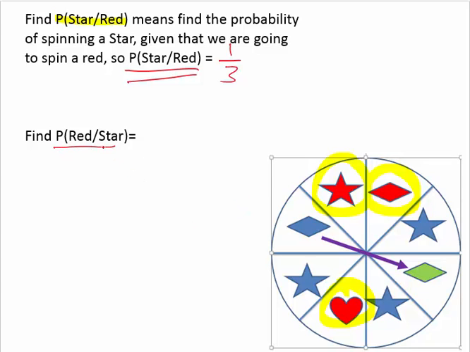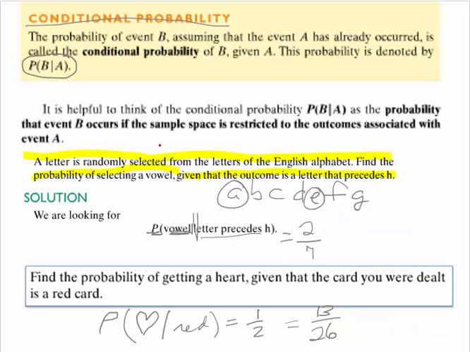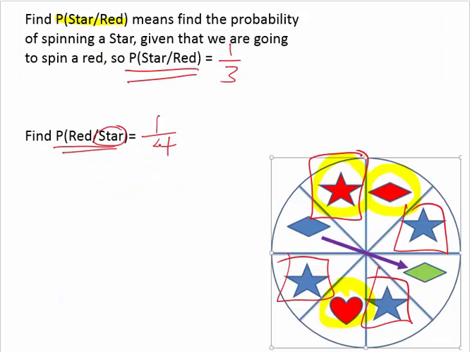Now this is the reverse of that. Find the probability of spinning a red given that you spun a star. Well, that means we either spun this, this, this, or this, because it says we spun a star, right? So find the probability of it being a red if you spun a star. Well, only one of those 4 is red. So the probability of spinning a red given that we spin a star is 1/4. And once again, that is called conditional probability.